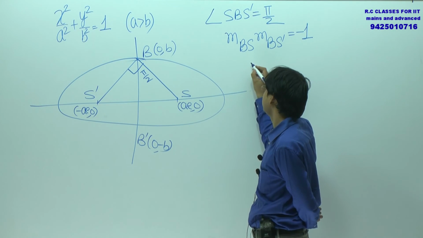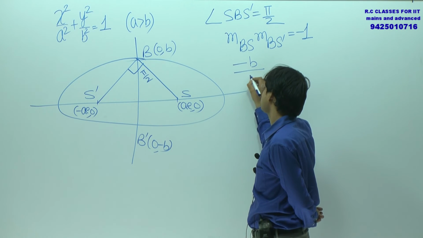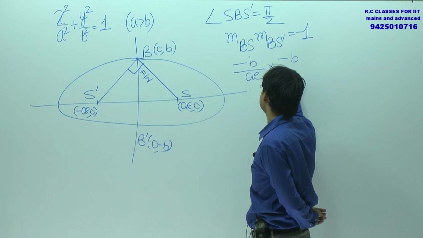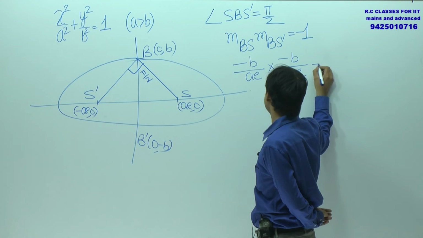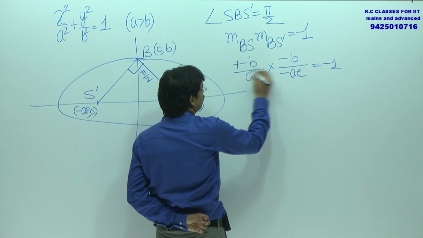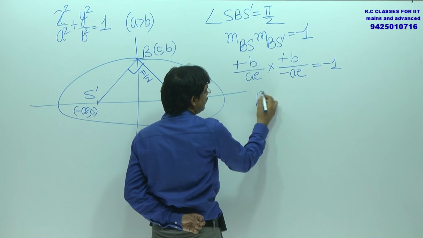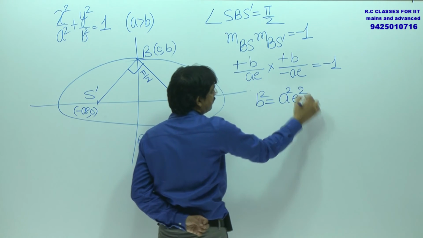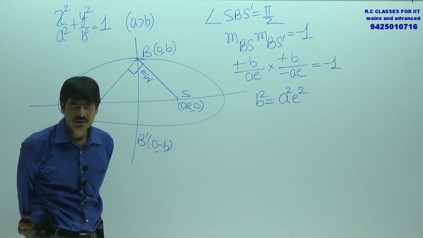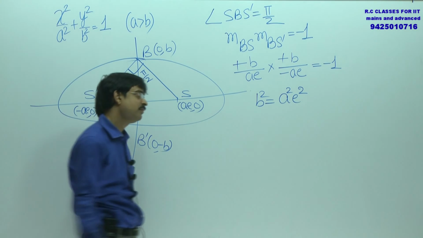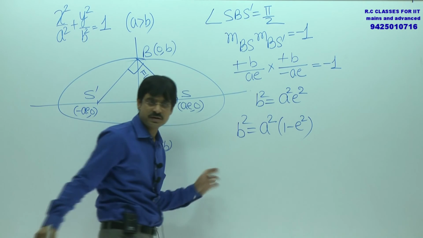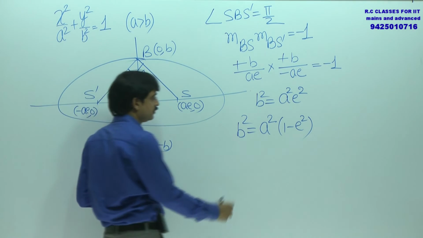So slope of BS is y2 minus y1 upon x2 minus x1, into y2 minus y1 upon x2 minus x1 is -1. Product of slopes is -1, m1 m2 equals to -1. Fine, and this minus minus also becomes plus. b square is coming as a square e square. The value of b square became equal to a square e square. Right, what do we require? You have to find out the eccentricity. Fine. That is the relation in a and b in case of a greater than b. Fine.